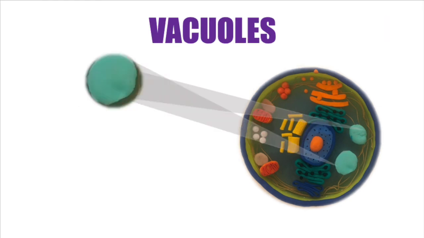Vacuole. Vacuoles are surrounded by a membrane and filled with liquid. It also stores different things that may or may not be important for the cell. In plant cells, there is one large vacuole, and in animal, there are multiple.